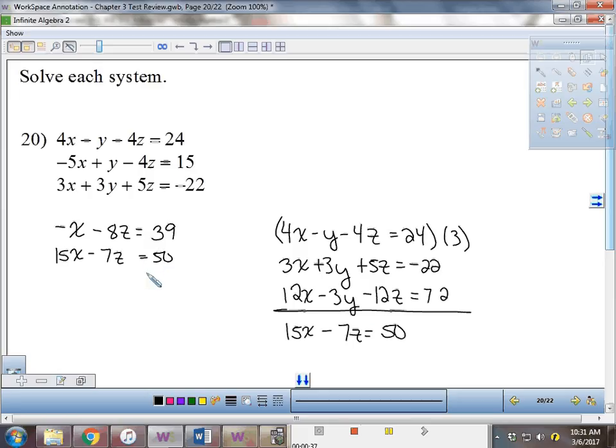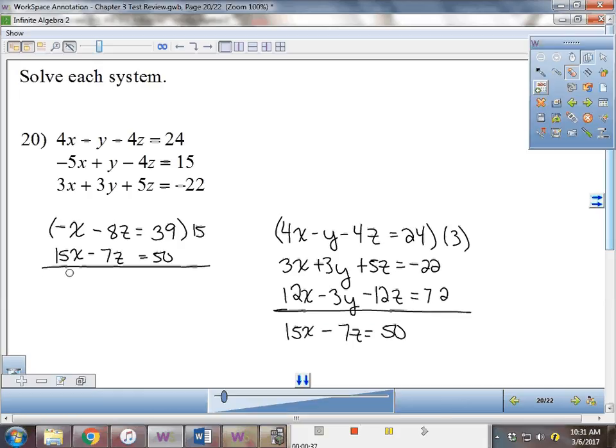Alright, so now I am ready to go ahead and try to eliminate something here. It would be easy if I could multiply by 15 up here. That would eliminate the x, so that's what I'm going to do. I don't know why I put that line right there. Getting ahead of myself.